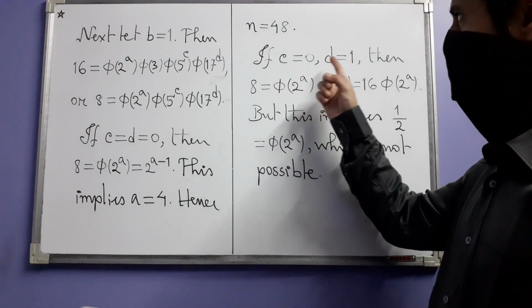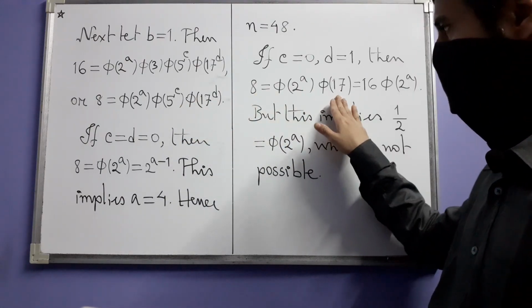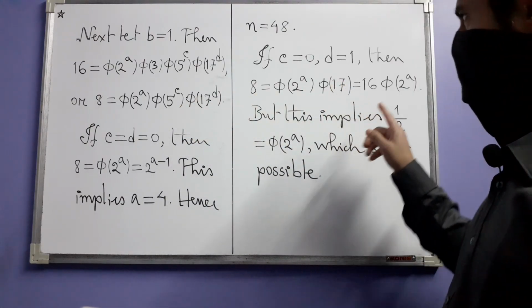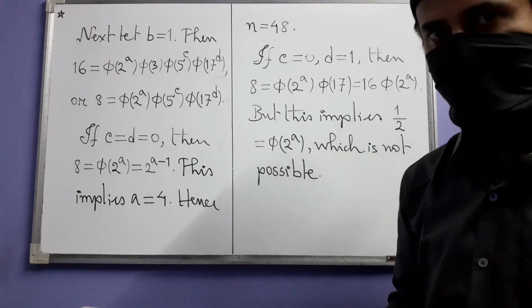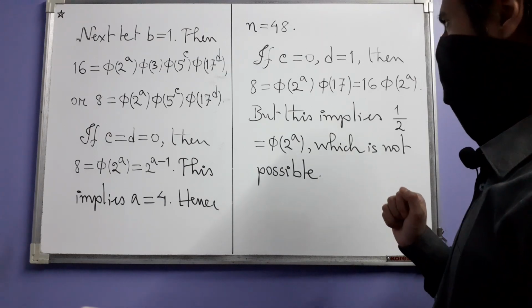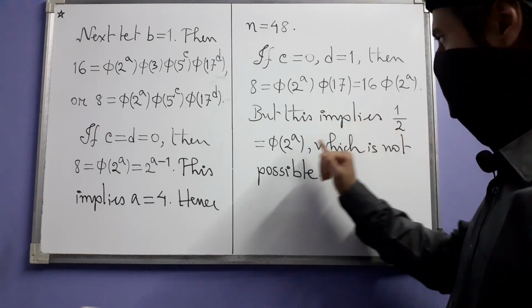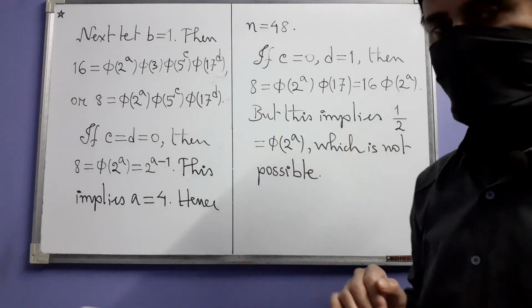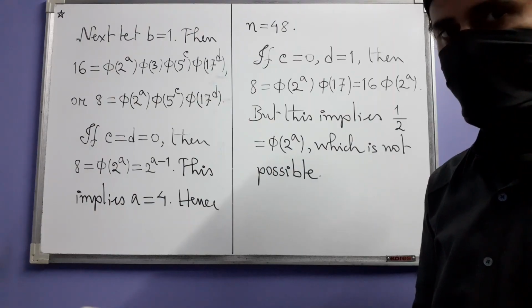Next, let c be 0 and d be 1. So this time 5 is not there, but 17 is there. And phi of 17 is 16. So here you immediately sense that something is going to go wrong. And yes, something goes wrong because after cancellation, this is what we get: 1 divided by 2 equals phi of 2 to the power a, which is not possible. So this case does not arise.